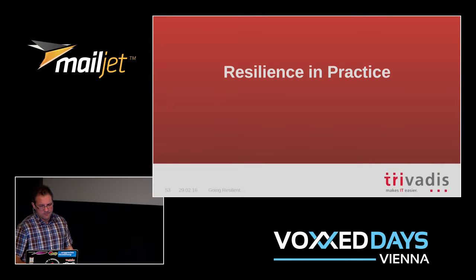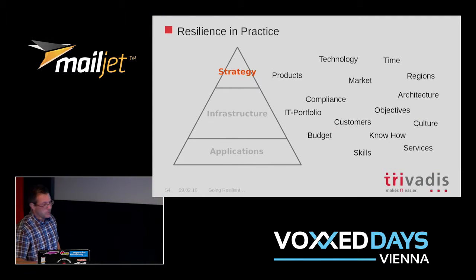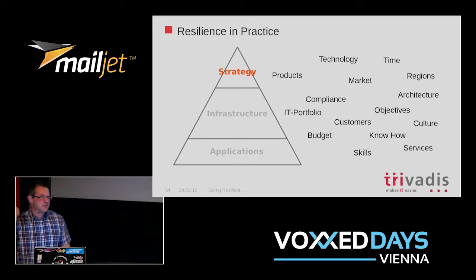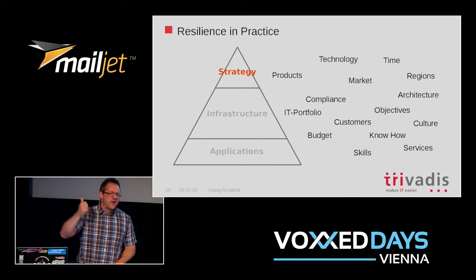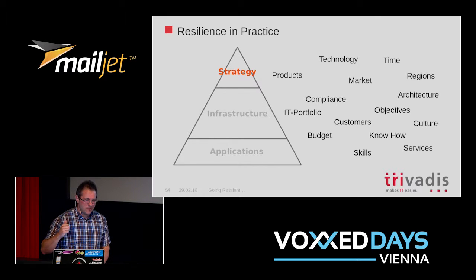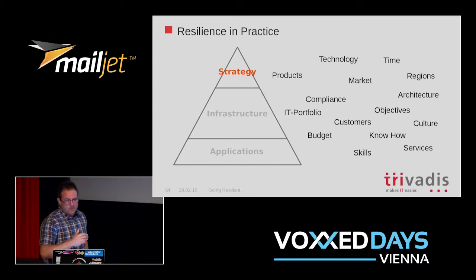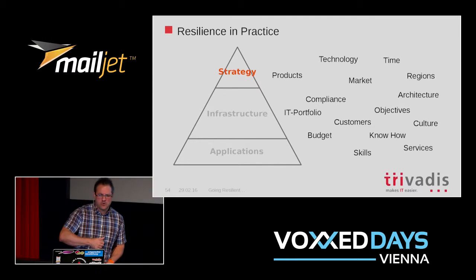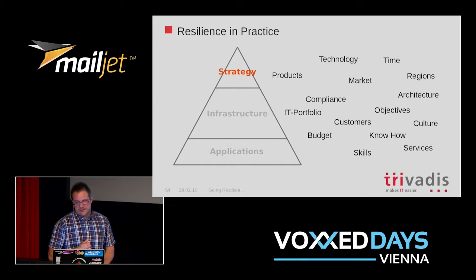Now, in practice, I would say there are three levels. The first level is strategy. As I said, you have to decide where in your architecture you want to be more resilient, to what extent, and at what cost, with all the preconditions you have in mind: which products, which compliance you have to fulfill, the technology already in place, the market pressure, the regions where you have deployments, the overall enterprise architecture, your DevOps culture. Everything could be affected. It's not an easy task.